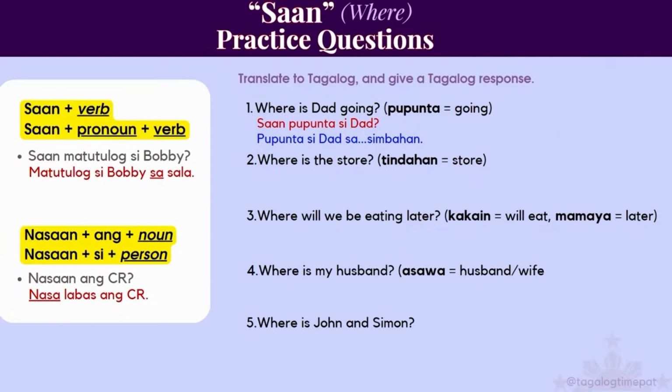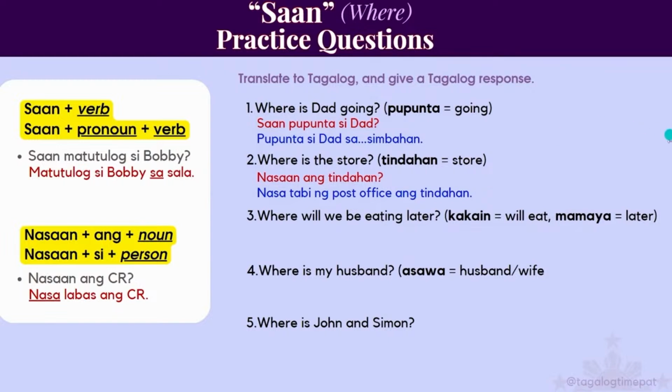Okay, so now let's do number 2. Where is the store? Tindahan is store. It would be nasaan ang tindahan. So we're asking about a noun, the store, so we have to use nasaan. Nasaan ang tindahan? The response, nasa tabi ng post office ang tindahan. Nasa tabi means beside. Ng post office means of the post office, so beside of the post office. Ang tindahan means the store. The store is beside the post office.